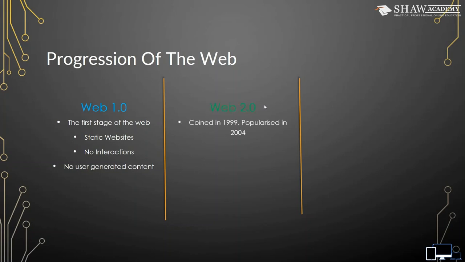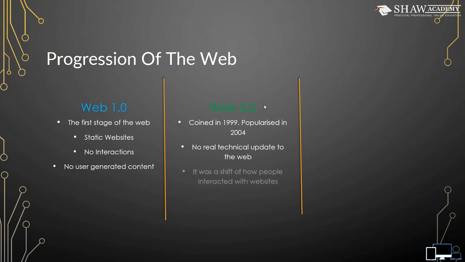But then we start to have a transition into this thing called Web 2.0. So it was first coined in an article in 1999, but then it was heavily discussed at a tech conference in 2004, and that's when this idea of Web 2.0 really became popular. So there was no actual real technical update to the web. People didn't decide, all right, it's time for us to move into Web 2.0. This is what we're going to do.